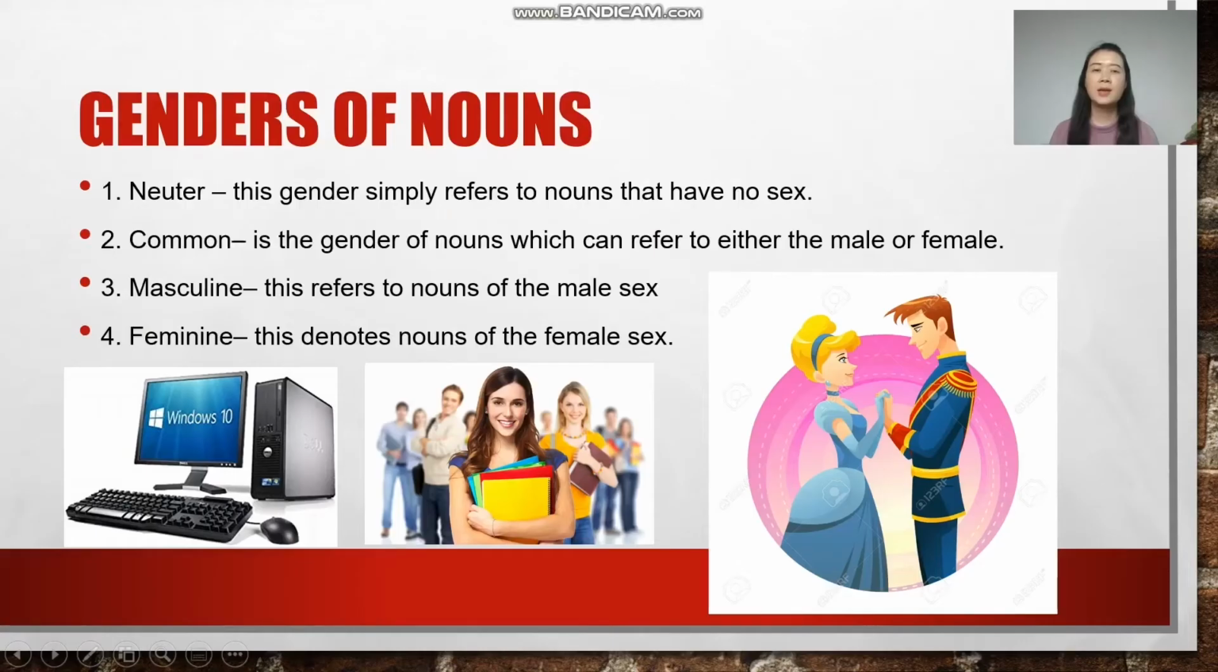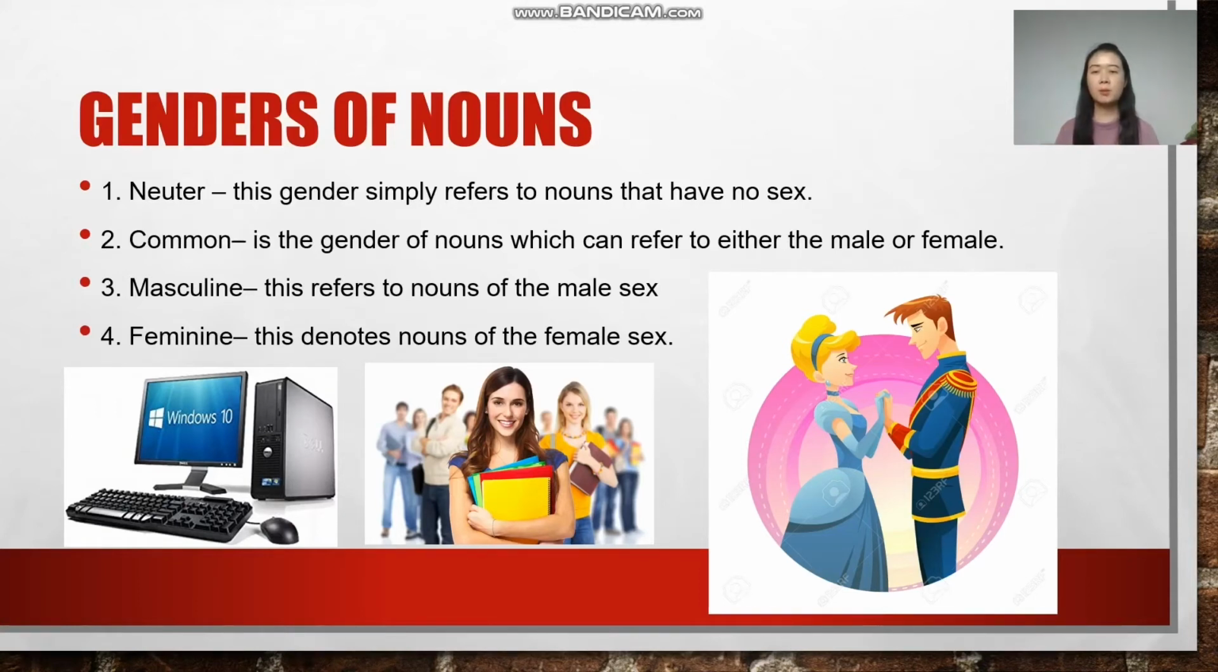Okay. Next is gender of nouns, or we can say noun gender. In English, gender of nouns can be separated into 4 ways. Let's see the first one. It's called neuter. Neuter is the gender that refers to nouns that have no sex, no sex at all.